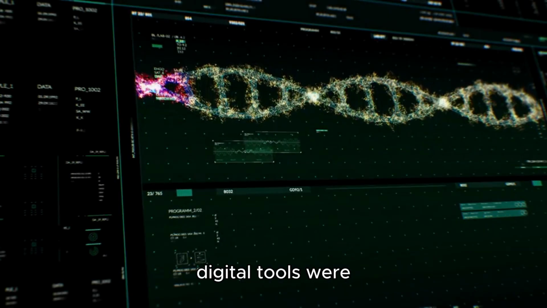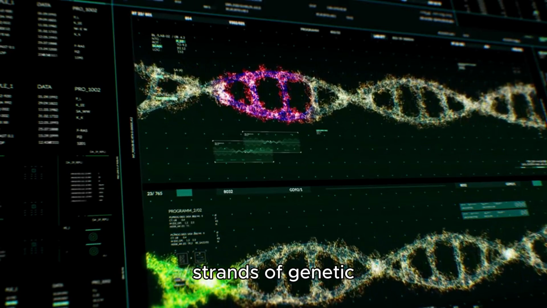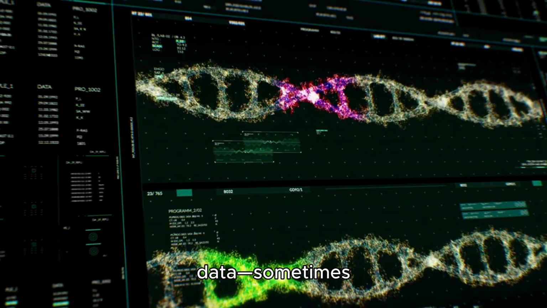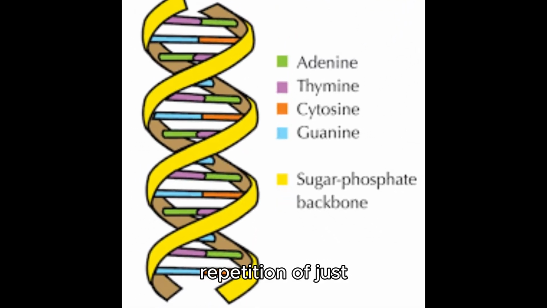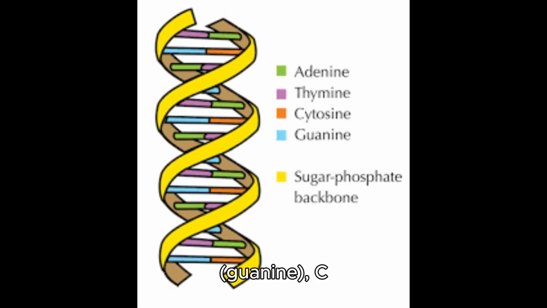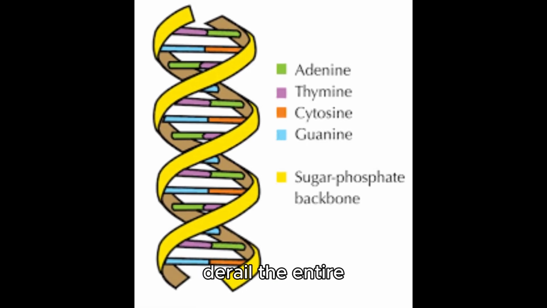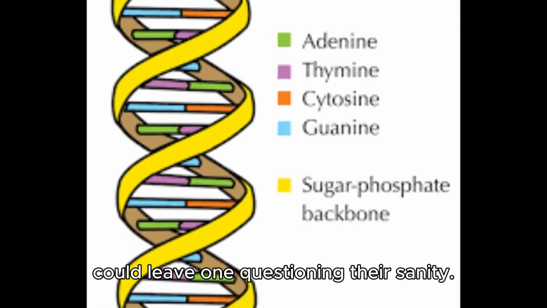In a world where digital tools were primitive, researchers had to input long strands of genetic data, sometimes thousands of lines by hand. The monotonous repetition of just 4 letters, A adenine, G guanine, C cytosine, and T thymine, meant one mistyped letter could derail the entire process, and tracking down a single error could leave one questioning their sanity. The question loomed: was there a better way?